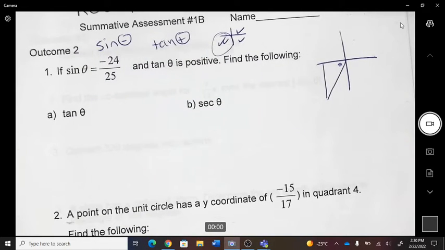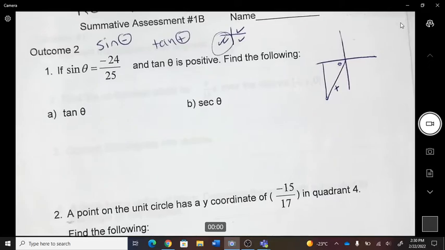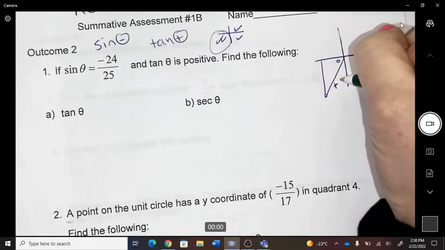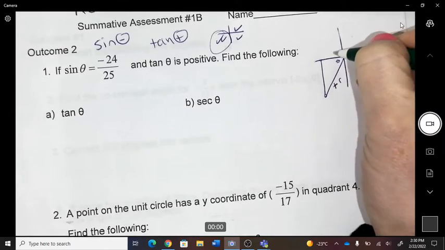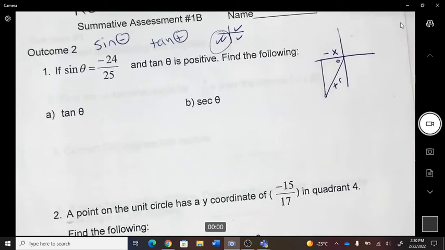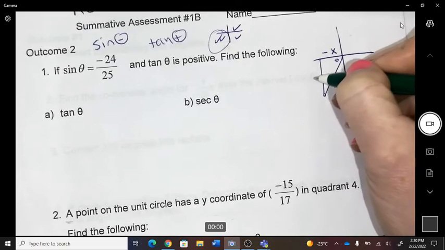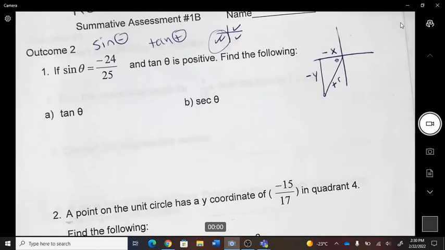Okay, some of you, this might be helpful before we even go anywhere. This is always positive, right? It's a radius. Always positive. Positive r. This is what? It'd be negative because it's an x. And then this side is the y, and it is negative. Does that make sense in those quadrants? Okay.